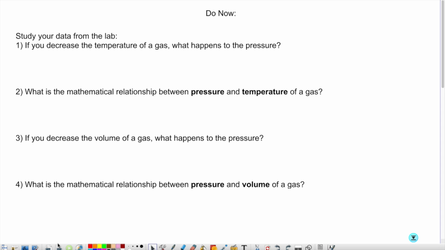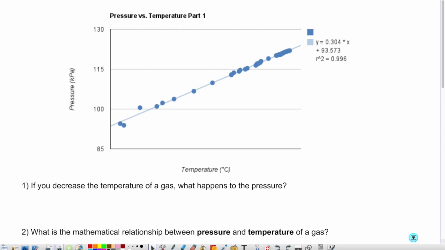So I'm going to do this kind of stepwise. Here is what one of your graphs should have looked like. This is pressure versus temperature. Okay? So if we decrease the temperature of the gas, what happens to the pressure? Well, if temperature goes down, we can see that the pressure also goes down.